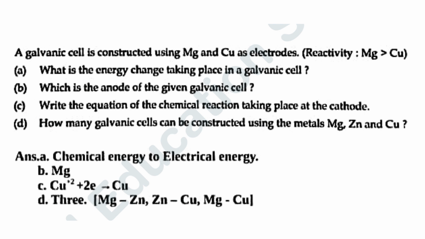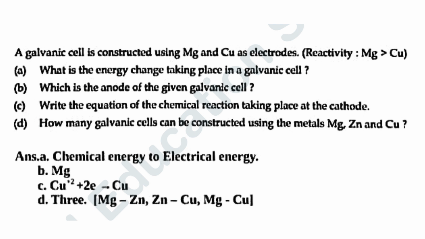First question, what is the energy change taking place in a galvanic cell? Answer is chemical energy to electrical energy. Next question, what is the anode of the given galvanic cell? Answer is Mg, magnesium. Next question, write the equation of the chemical reaction taking place at the cathode. Answer is Cu2+ plus 2 electrons gives Cu.